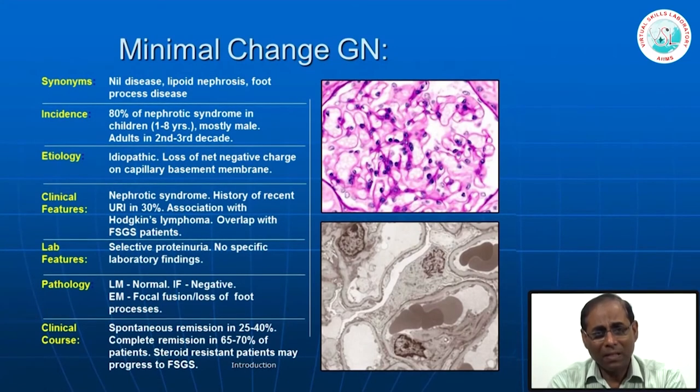This is not a very sensitive method to diagnose MCD. So, only urine examination cannot help us to definitely tell it is MCD, we have to see the biopsy. Now, the pathology I told you already, it is normal light microscopically. In the clinical course, they spontaneously undergo remission in 25 to 40% of these cases, and by spontaneous, I mean hardly any significant immunosuppression is needed. Complete remission occurs in 65 to 70% of the patients with steroid, but there are steroid resistant patients also, which progress to the next phase of the disease, and most of them evolve into focal segmental glomerulosclerosis.